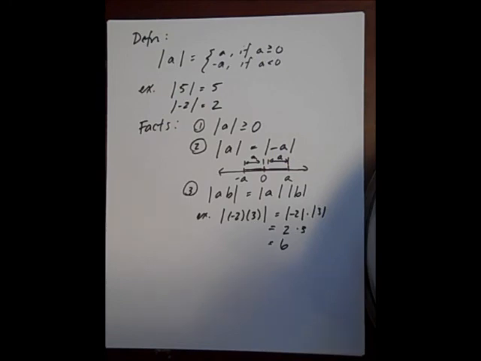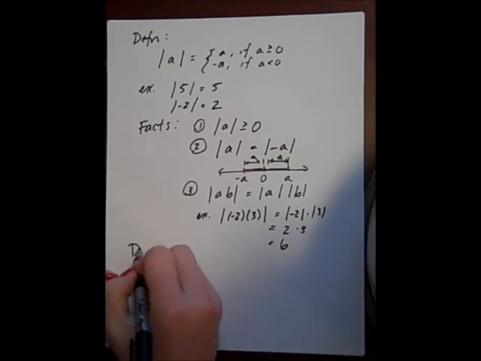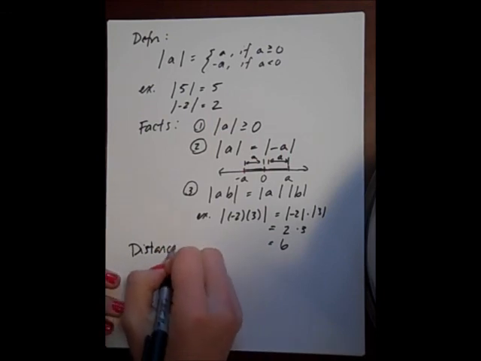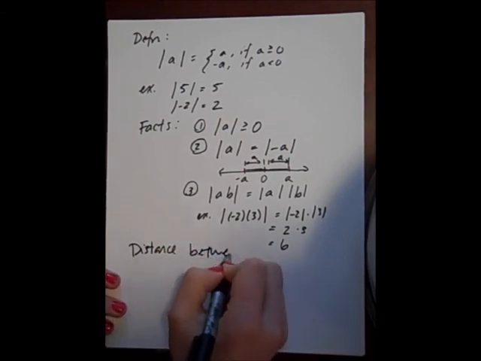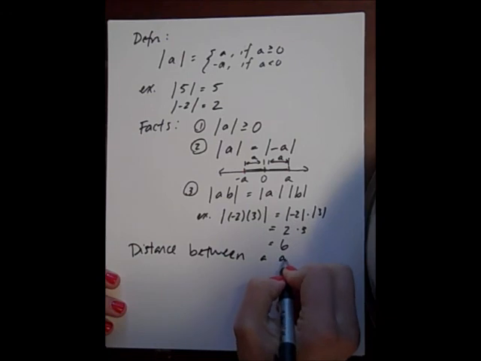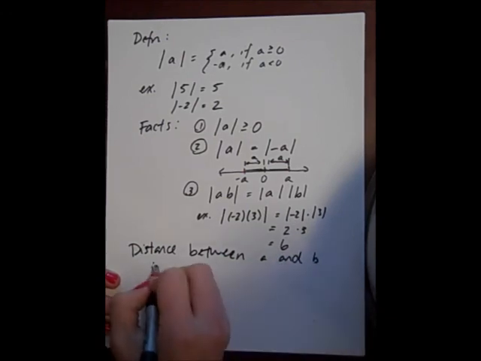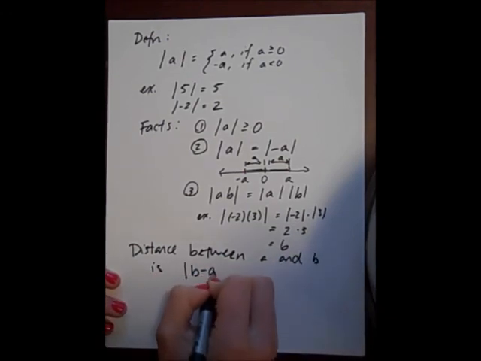Now we've already talked about distance a little bit. We've already introduced the idea of absolute value. How are the two related? So distance between A and B is the absolute value of B minus A.